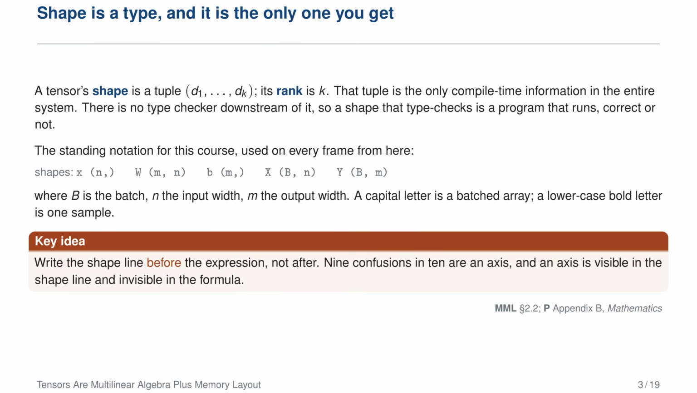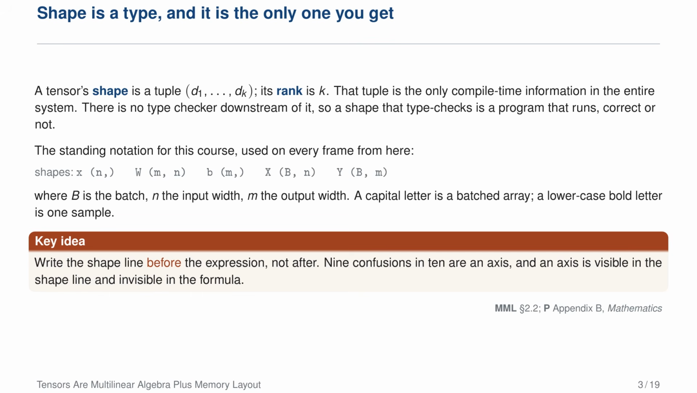A tensor's shape is a tuple of sizes, and its rank is the length of that tuple. Now here is the thing worth internalizing. That tuple is the only compile time information in the entire system. There is no type checker downstream of it. So a shape that checks out is a program that runs, and running is not the same as correct.